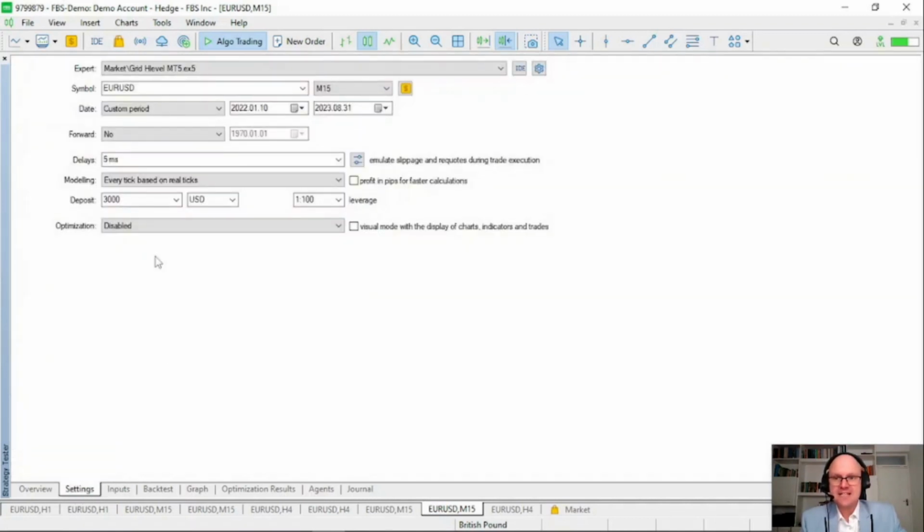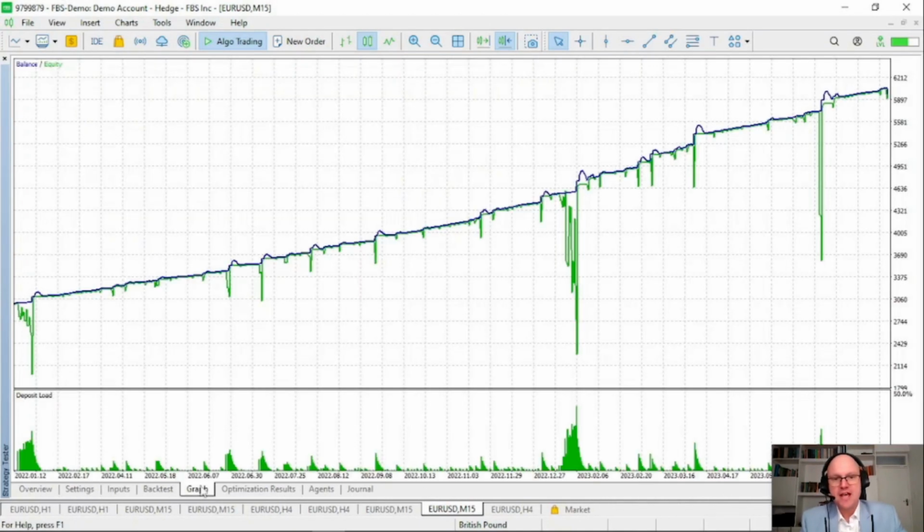So for these settings, I did a test from the 10th of January 2022 until the 31st of August 2023 on the EUR/USD using the 15-minute time frame, and I used every tick based on real ticks, which is the most accurate way to test your expert advisors. This strategy test that I ran was completely automated, meaning I didn't draw any manual levels on the chart, and I only used the MACD signal to determine when the bot should enter.